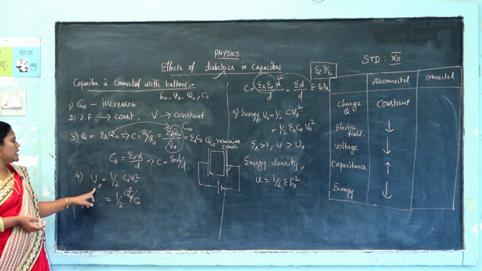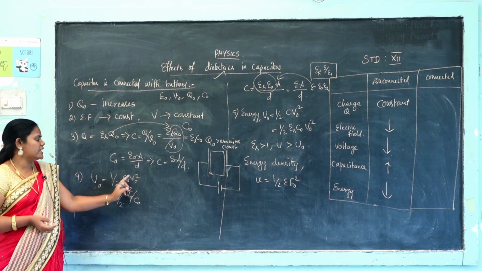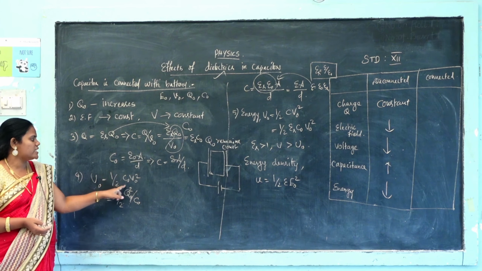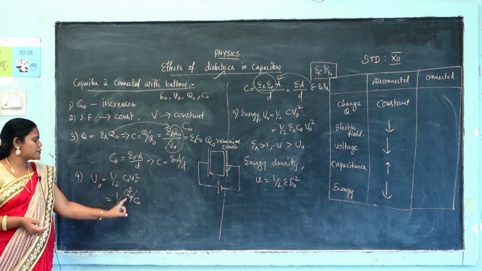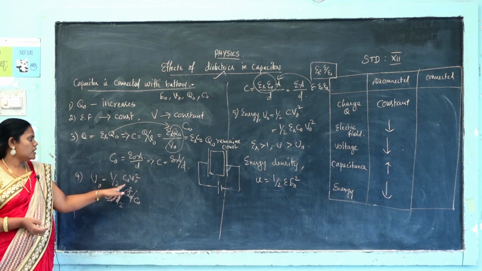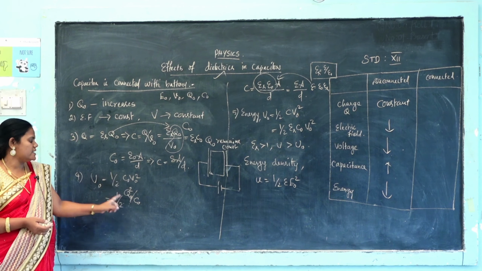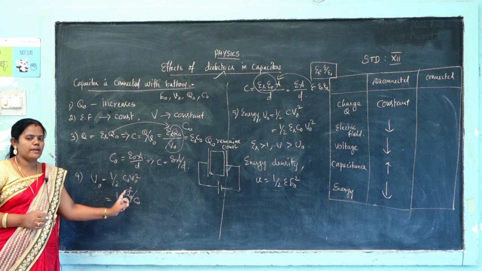Okay, so the initial energy is equal to half into C naught into V naught square. This is the energy stored in the capacitor. We substitute the C naught value, half into Q naught square into C naught. After we cancel, we get half into Q naught square by C naught.